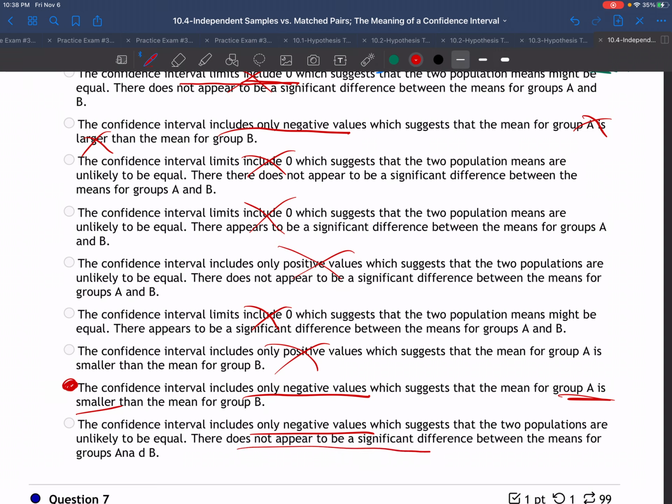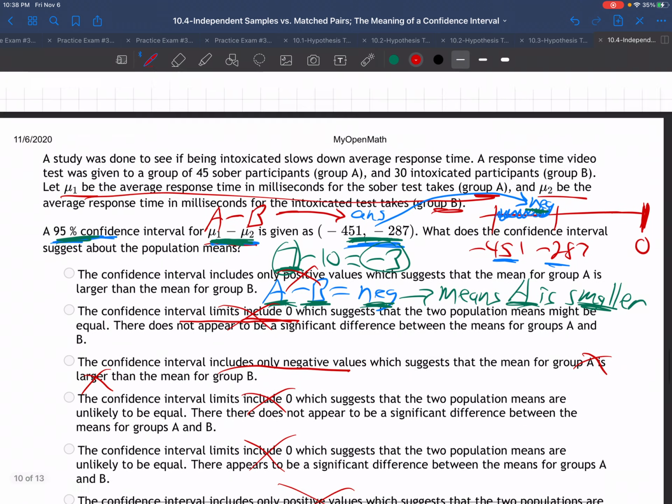There does not appear to be a difference. There does not appear to be a difference? No, there is. A is smaller. Yeah, so that's why this is the one. A is smaller. There we go.